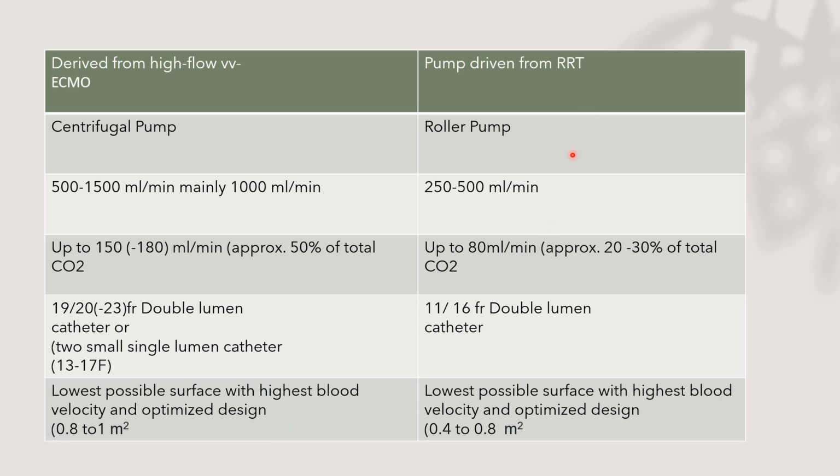The other is derived from renal replacement therapy, with a roller pump. The flow ranges from 250 to 500 ml per minute, and the CO2 removed is up to 80 ml per minute, about 20 to 30% of total CO2. The catheter used is a double lumen of about 11 to 16 French, and with the lowest possible surface area, highest velocity and optimal design, the lung membrane is 0.4 to 0.8 meters squared.